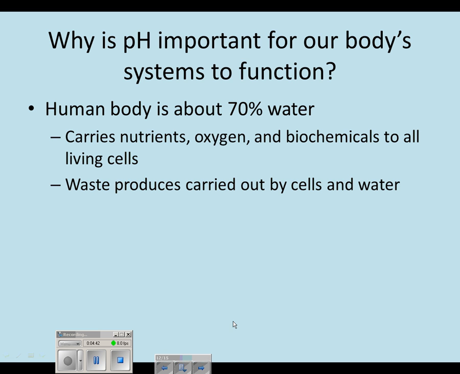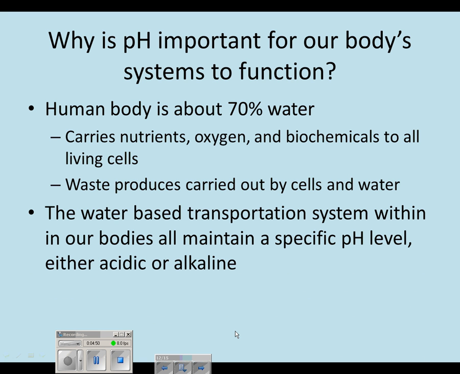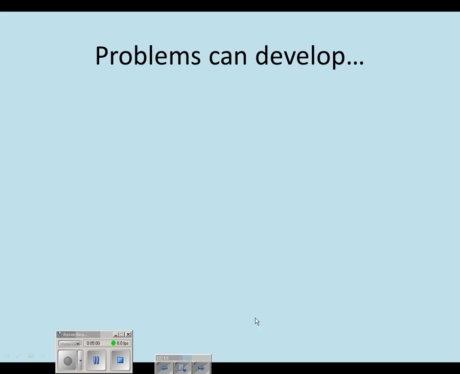So why is this important for our body systems? Humans are about 70% water, and that water carries nutrients and oxygen and biochemicals to all our cells, and then the waste products are carried out by the cells in water. The water-based transportation system within our bodies all maintain a specific pH level. It's either acidic or alkaline. Without that, the functions wouldn't occur.